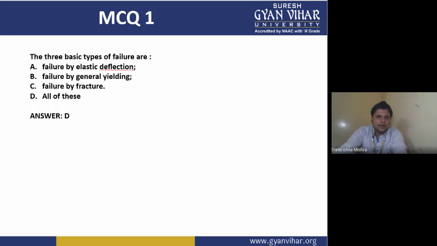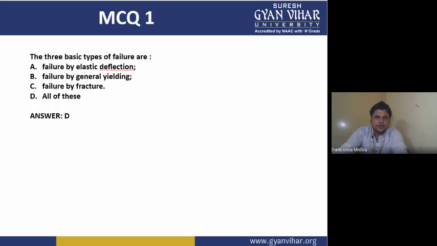Option B: in the case of mild steel or materials which are ductile, what happens whenever a ductile material is elongated, stretched? It is stretched because there is some plastic deformation, due to which yielding happens, and due to yielding a neck is formed, and finally at last the material fails. This particular failure is known as yielding. All right. So option B is also a failure mode.